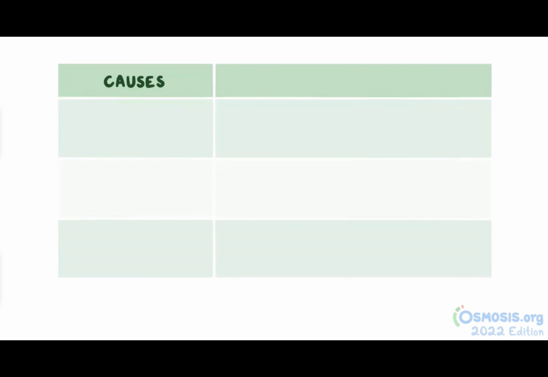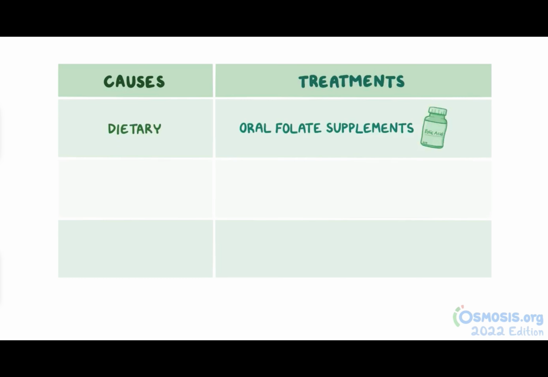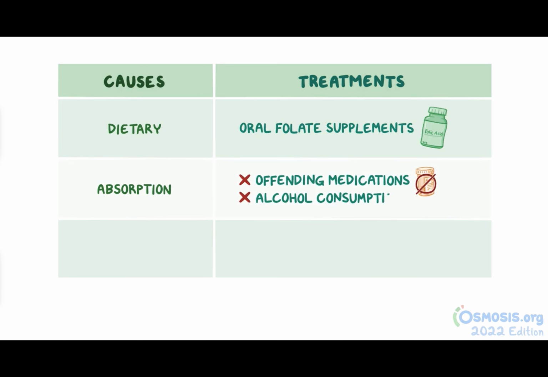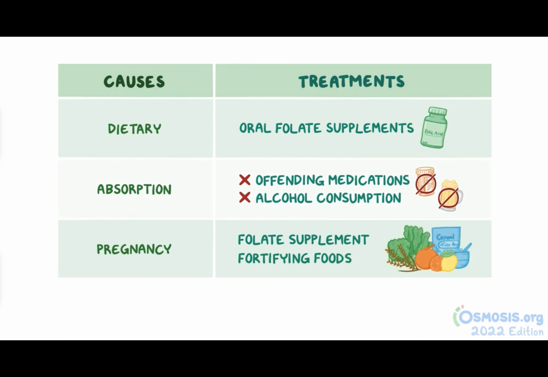When the cause of folate deficiency is dietary, it's treated with oral folate supplements. When the problem is absorption related, it has to be managed by stopping the offending medications or limiting alcohol consumption. Lastly, in pregnant people, folate deficiency can be avoided by providing folate supplements or fortifying foods like grain and cereals with folate.